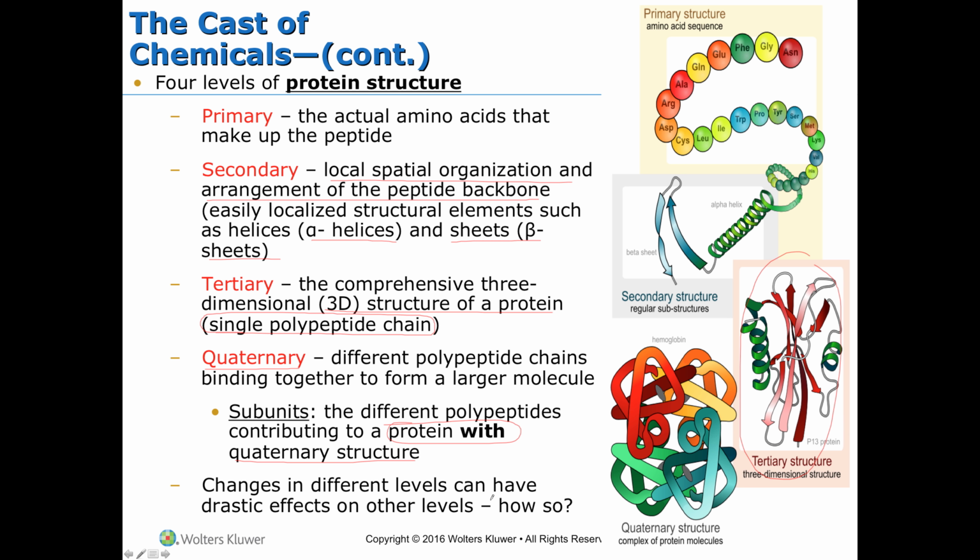So changes in different levels here, so primary, secondary, tertiary, can have drastic effects on other levels. So if you think about this, how is this so? And I'll give you a brief second to think about that.